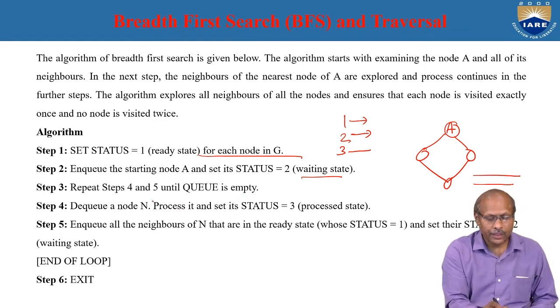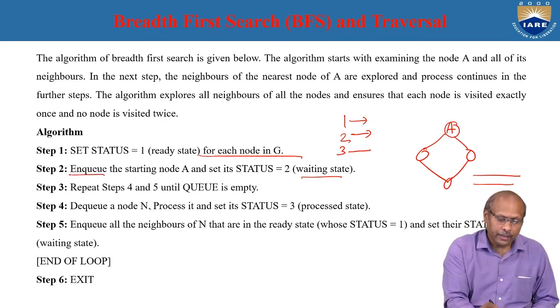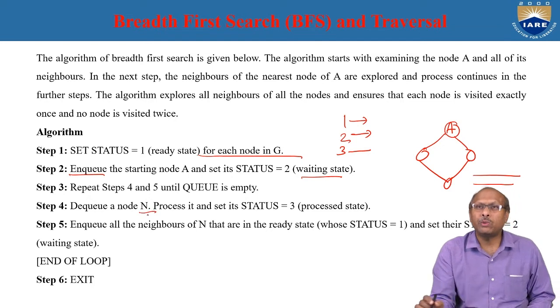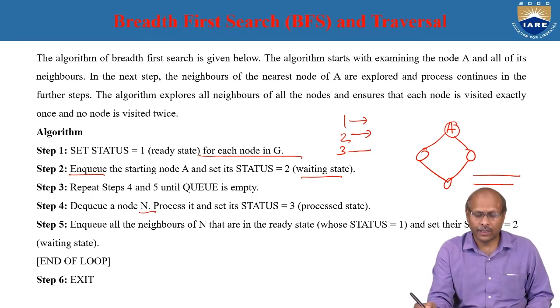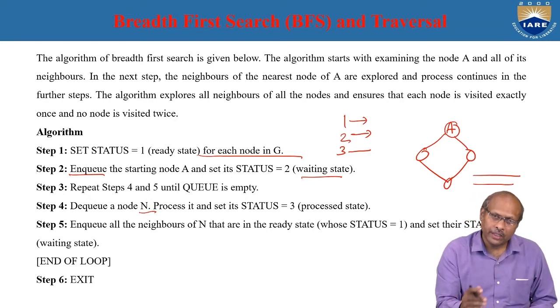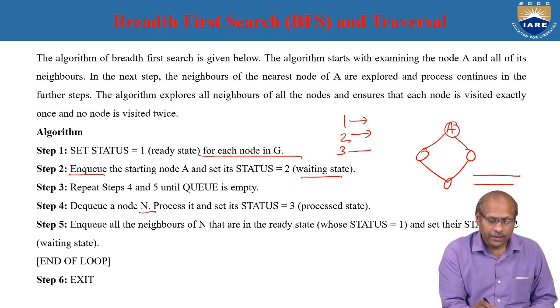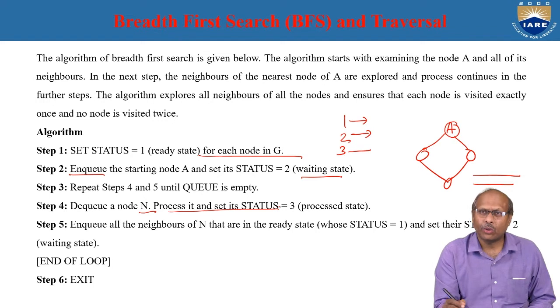Dequeue the node. See, first you have done enqueue. Enqueue means you have inserted the node. Then dequeue the node. Which principle does a queue follow? Queue follows first in, first out. So whichever node is first, that you have to remove. Then process it. Once it is processed, change the status to 3. That means that node is over.